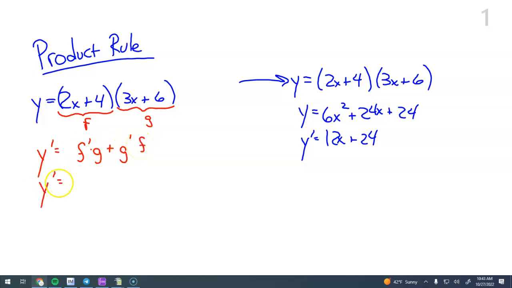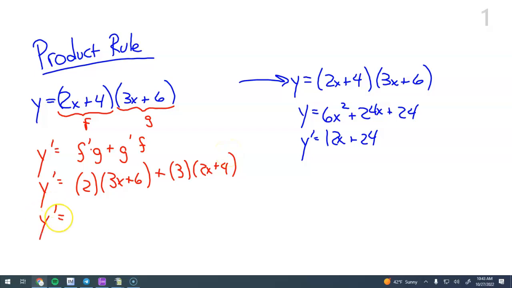So, what's F prime? F is 2x plus 4, so F prime is 2. And G, you're literally just rewriting what G was. And then G prime, so we got 3x plus 6 is G, so G prime is 3, right? Times F, which is 2x plus 4, and you're just leaving it.